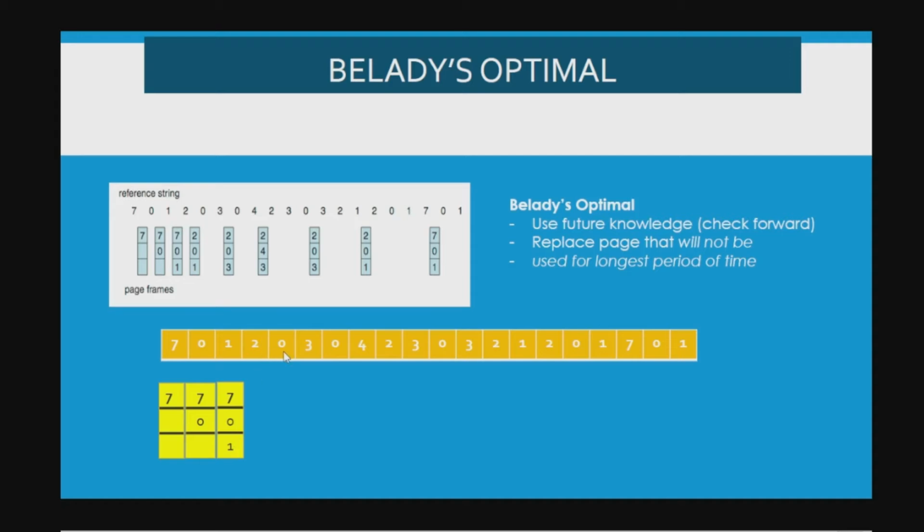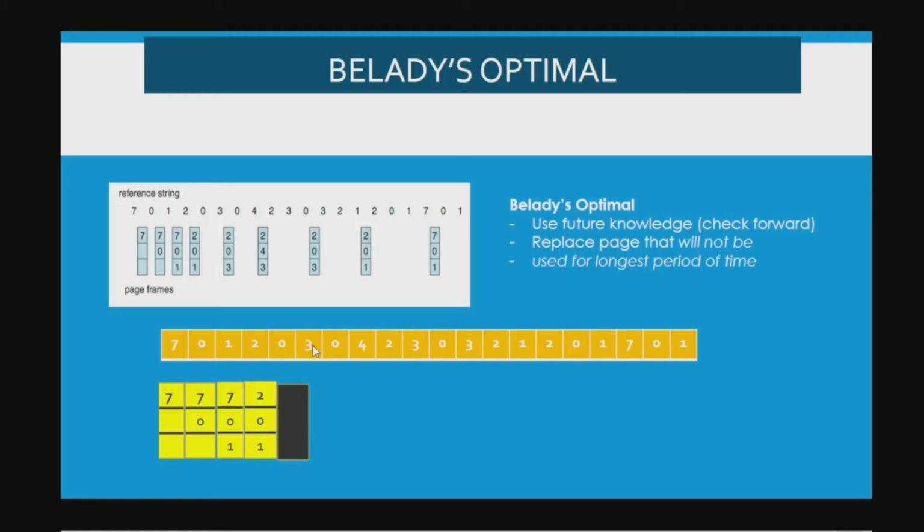So next is 0. So we cannot replace 0 because it is used right away. Okay, and then we have 1. 1 is here. Okay, and then we have 7. 7 is here. So the page that will not be used for the longest period is 7. So we can replace 7 with 2. Okay, like that. So 2, 0, 1. The next is 0, so we can just copy.